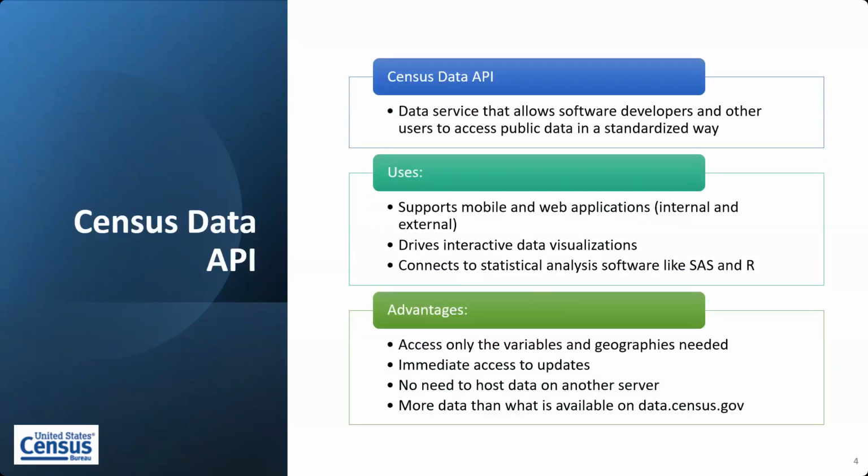And the basic definition of the Census API is that it is a data service that allows software developers and other data users to publicly access our data in a standardized way using a series of commands. It's going to be an extremely efficient way to request data directly from census servers, and with the Census Data API, this standardization across multiple data sets is going to allow you to access data in the same way regardless of the survey or the data.